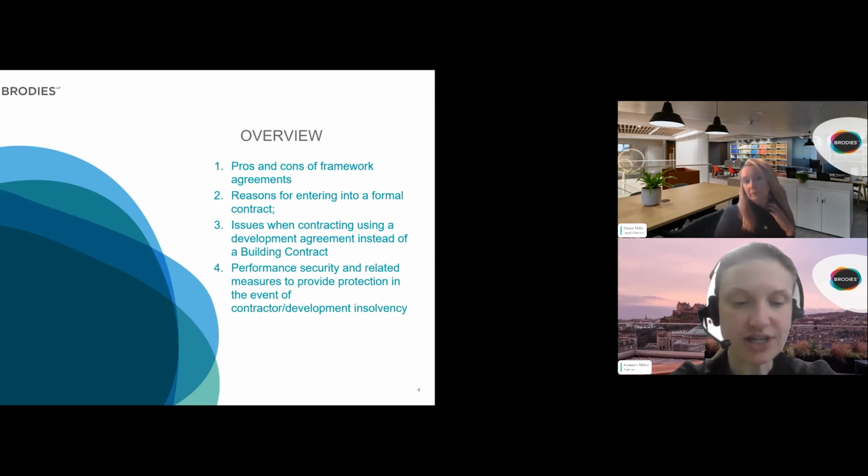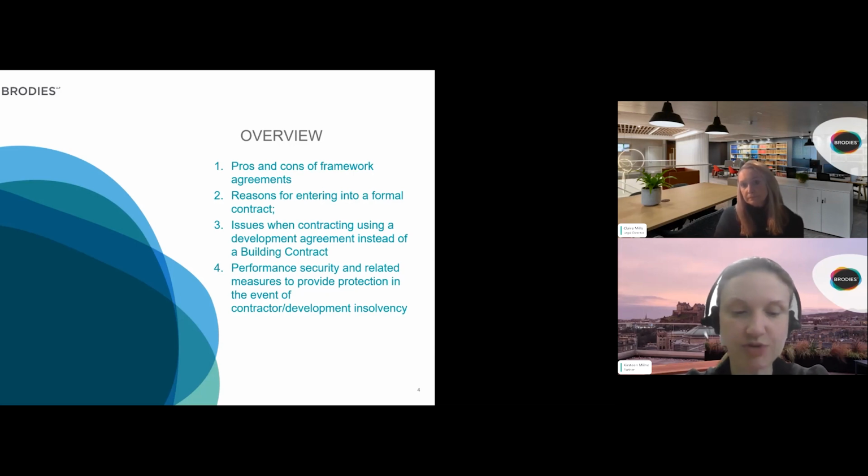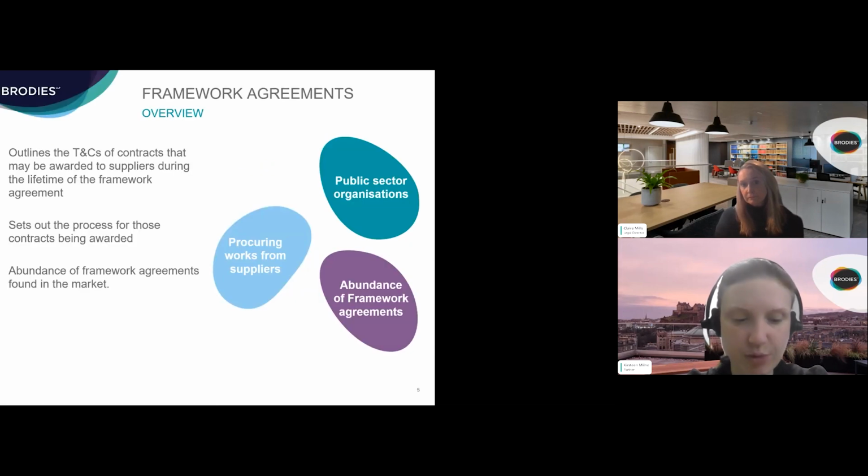So this morning, we're going to consider framework agreements, the pros and cons of those, why enter into a formal contract, potential issues when contracting using a development agreement rather than a building contract, and performance security and related measures to provide protection in the event of contractor and developer insolvency. But first, framework agreements. Now, this might not seem as related to the other topics, but we're aware that often these are used by public sector organisations when procuring works. And there are a few things to be considered when deciding whether to procure works directly or using a framework agreement, and a few things to watch out for.